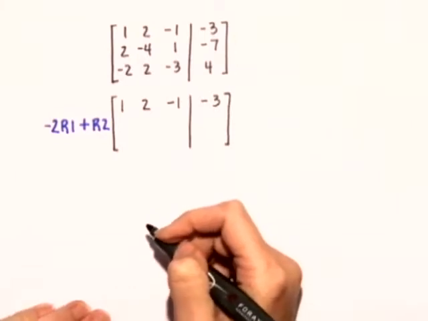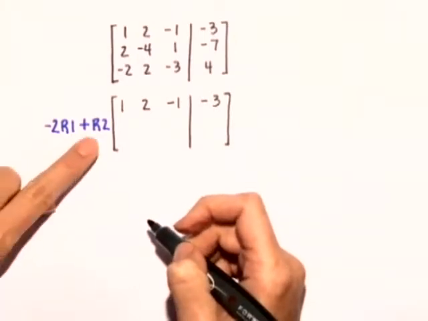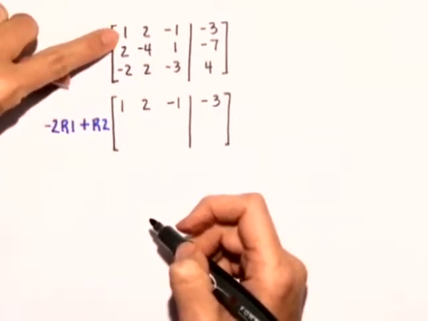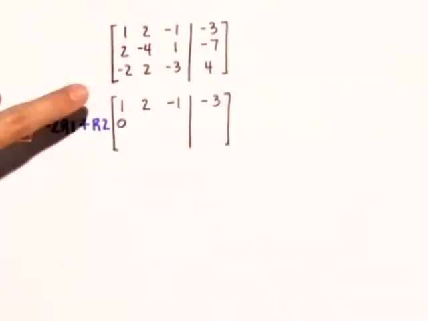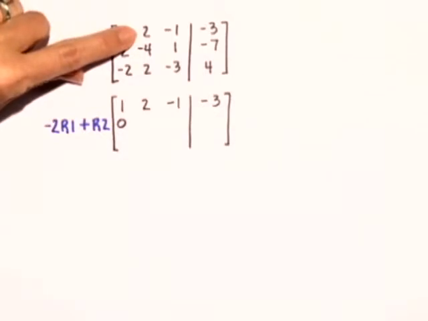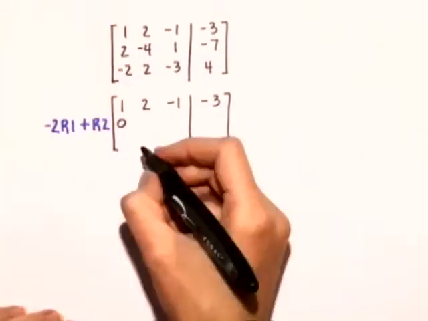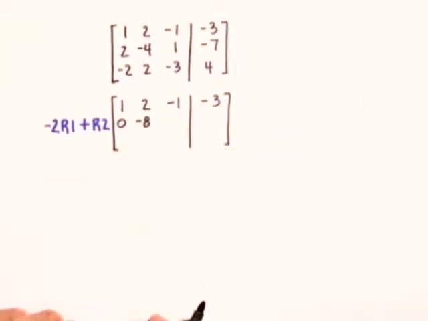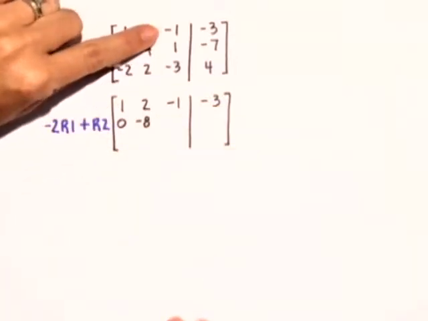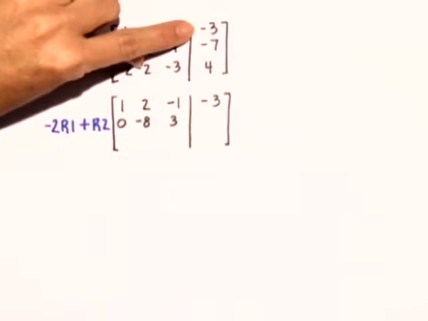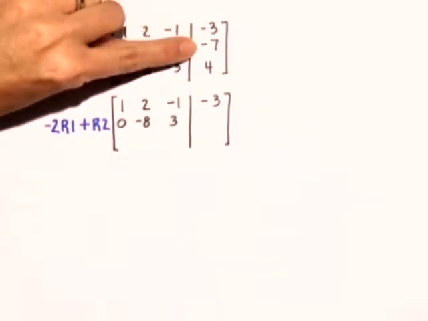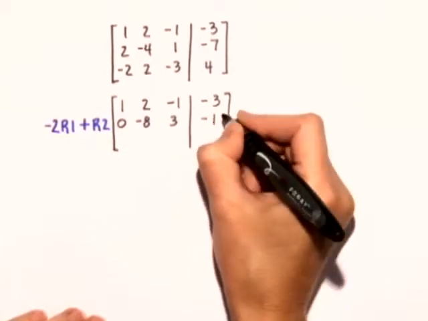And we're now going to multiply row 1 by negative 2 and add it to row 2. So here we go. Negative 2 times 1 is negative 2, plus 2 gives me 0. Negative 2 times 2 is negative 4, plus negative 4 gives me negative 8. Negative 2 times negative 1 is positive 2, plus 1 gives me 3. Negative 2 times negative 3 gives me positive 6, plus negative 7 gives me negative 1.